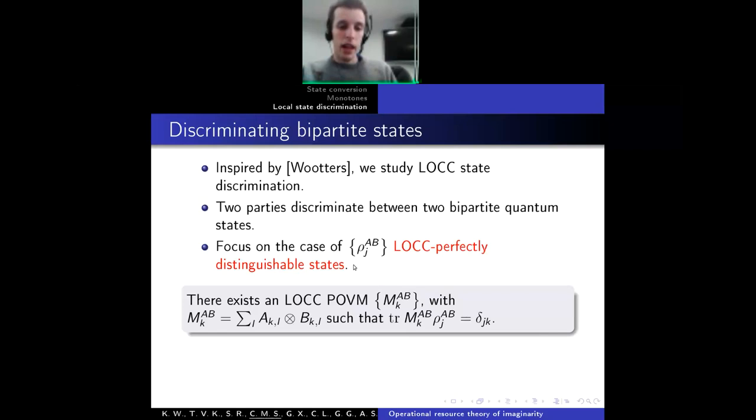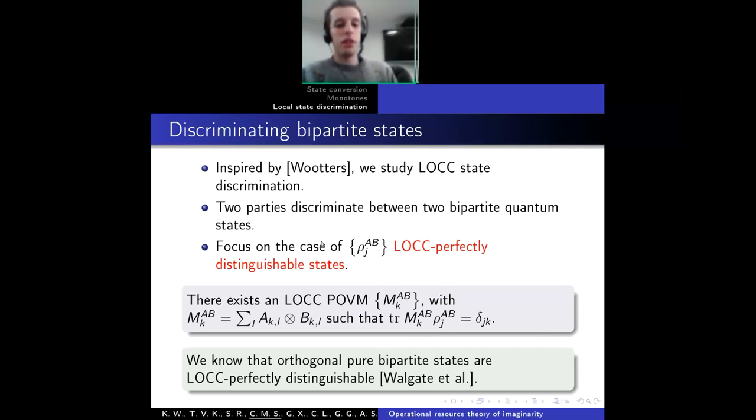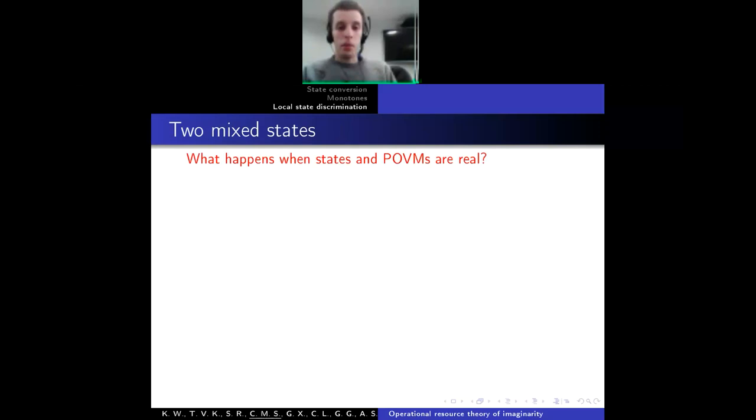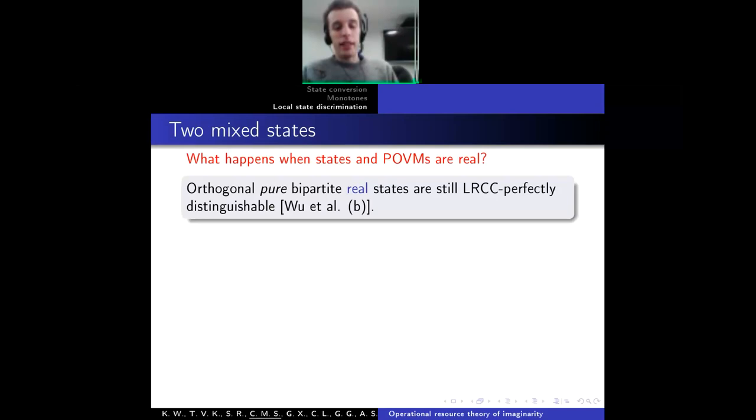Okay. So now we know from standard quantum theory that orthogonal pure bipartite states are LOCC perfectly distinguishable, and I'm always talking about pairs, okay? Right, now the question is, what happens when instead of having generic quantum states, we pick states that are real and also POVMs that are real? So we are able to show here, using a similar argument to the one by Walgate and others, that even with this restriction, if we have real pure bipartite states and real POVMs, we are able to discriminate them perfectly.